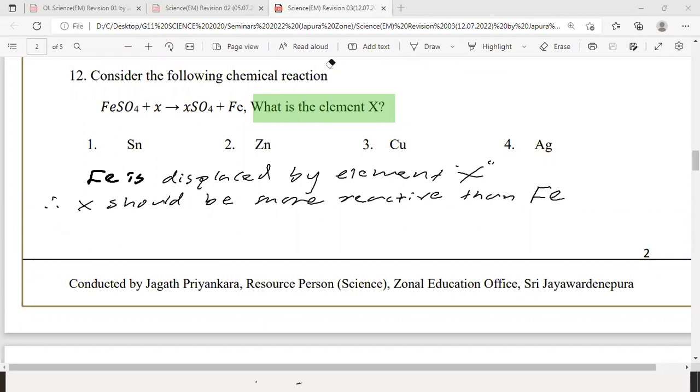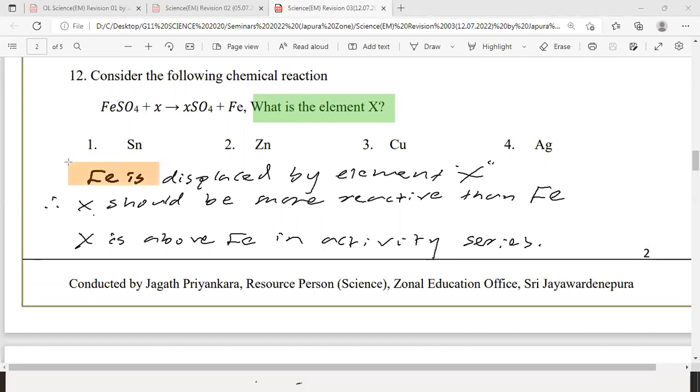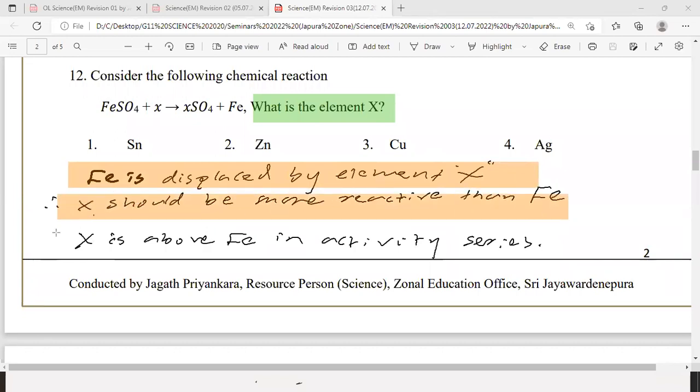So my third argument is this. If iron gets displaced by X, X should be more reactive than iron. X should be above iron in the activity series. Look at the screen. It should be above iron in activity series. So this is how you predict the answer. First step is what? Iron has been displaced by X. Therefore, X should be more reactive to displace iron, and X must be above iron in the activity series.